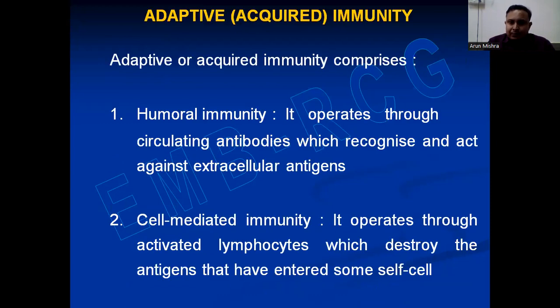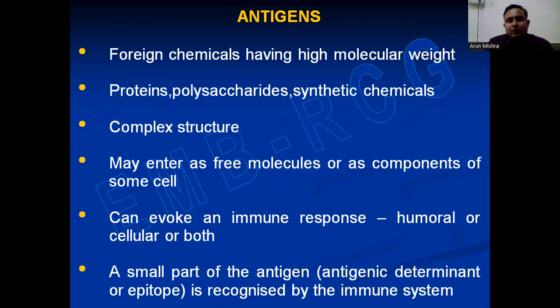What is adaptive or acquired immunity? Adaptive or acquired immunity comprises humoral immunity, which operates through circulating antibodies, which recognize and act against extracellular antigens, and cell-mediated immunity, which operates through activated lymphocytes, which destroy the antigens that have entered some cell.